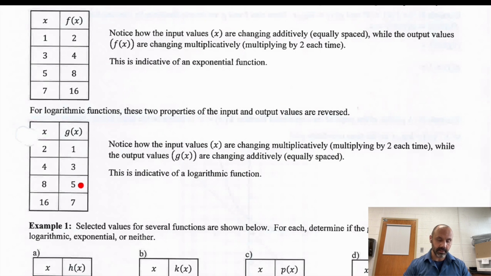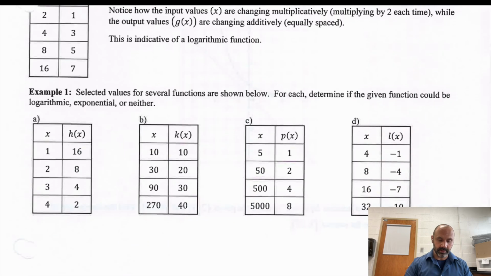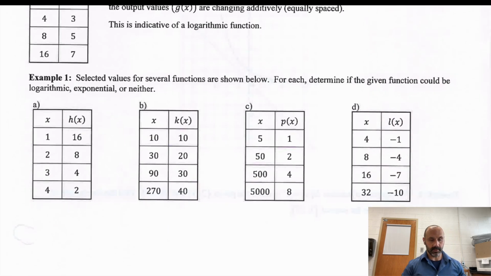So notice for g of x, the input is multiplicative over equal length intervals, and additive intervals for the output. And so just from looking at that pattern, we can decide if these samples are additive or exponential or logarithmic or neither. Okay, this first one is additive, so it's like plus 1 every time here. And here we're dividing by 2 or multiplying by 1/2 as we go down. And so this one is going to be exponential.